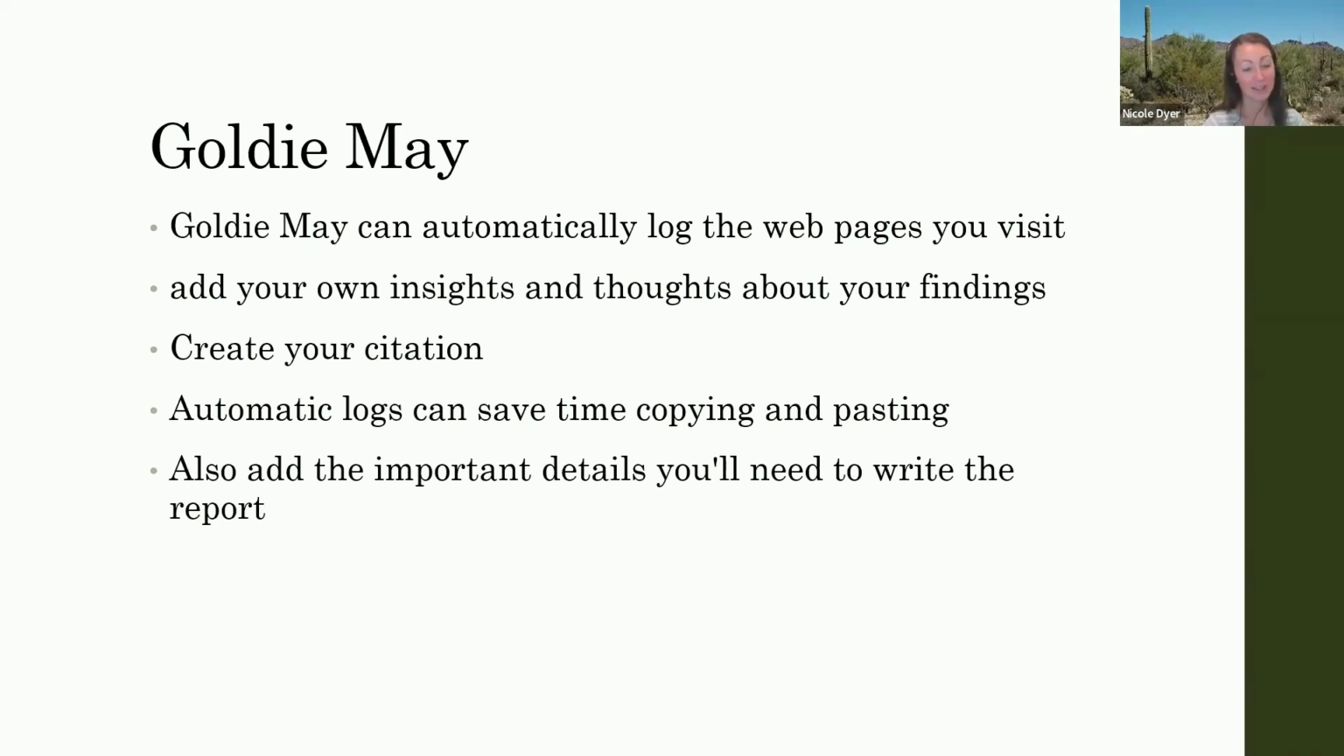So a lot of things we do are digital. And adding our own insights and thoughts about the findings that we make are an important part of the research log. And when we do our automatic logging with Goldie May, that's the part that we have to do ourselves. And in our AI class, we talk about things that AI can do for you, things that you can do for yourself. And one of the things in research logging that we have to do is to actually type out the things that the record says and think about what the meaning of our findings are.